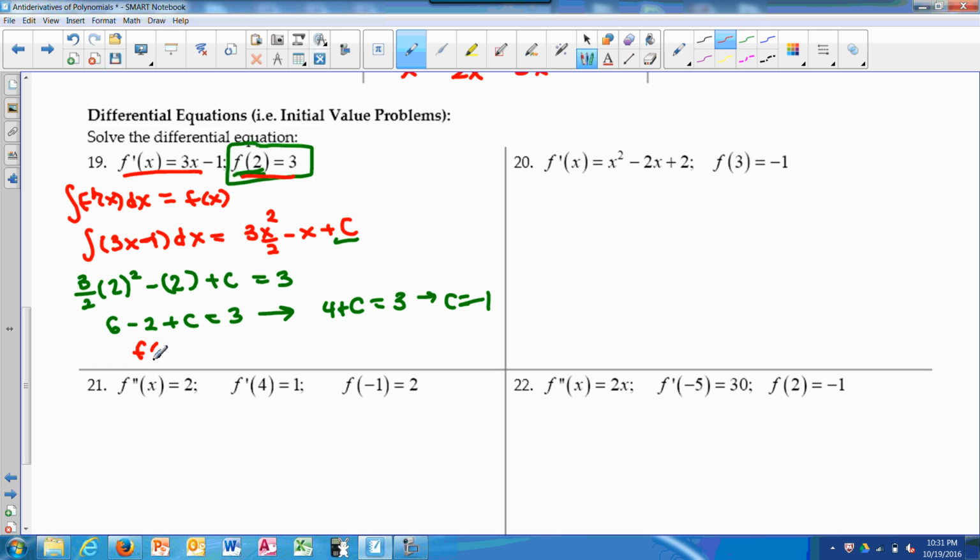I know that my f of x has to equal the parabola 3 over 2 x squared minus x minus 1, because my c was a negative 1, so that if I were to take the derivative, I would get 3x minus 1, but I would also be able to substitute 2 in for x and get the value of 3. So it makes both statements, the original statements, true.